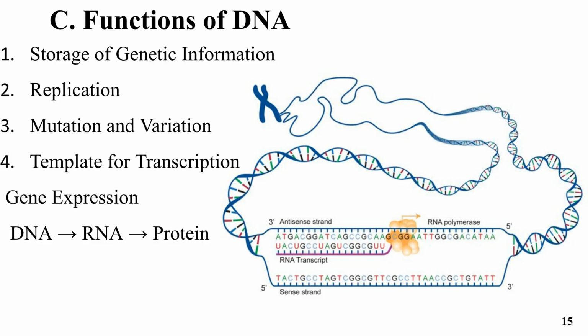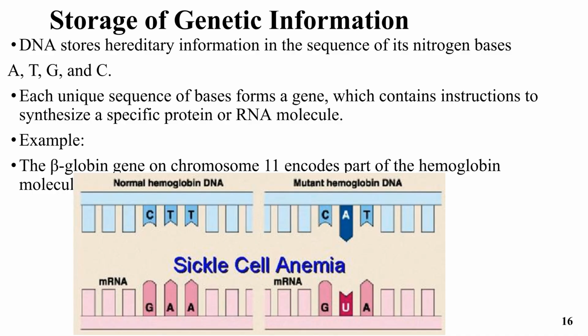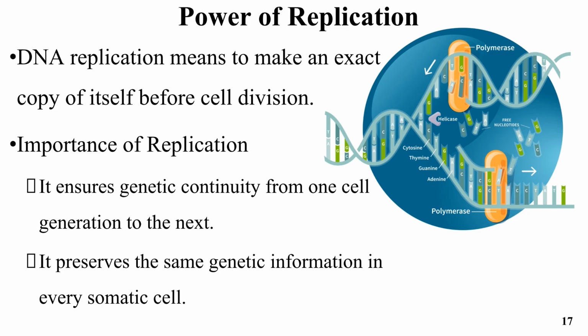The main functions of DNA include the storage of genetic information, replication, mutation and variation, and acting as a template for transcription and gene expression. DNA stores hereditary information in the sequence of its nitrogenous bases, A, T, G, and C. Each unique sequence forms a gene containing instructions for synthesizing specific molecules. DNA replication is the process of making an exact copy of itself before cell division. This ensures genetic continuity and preserves the same genetic information in every cell.